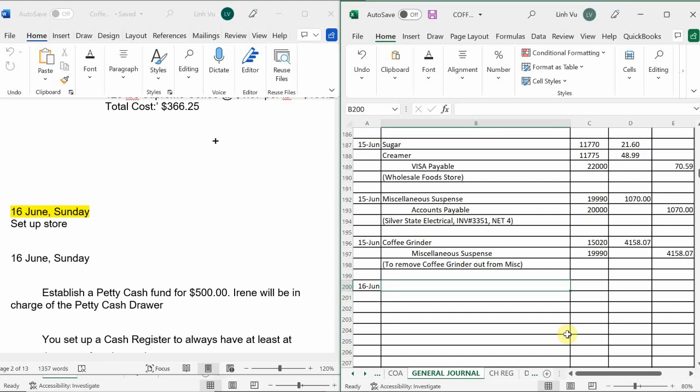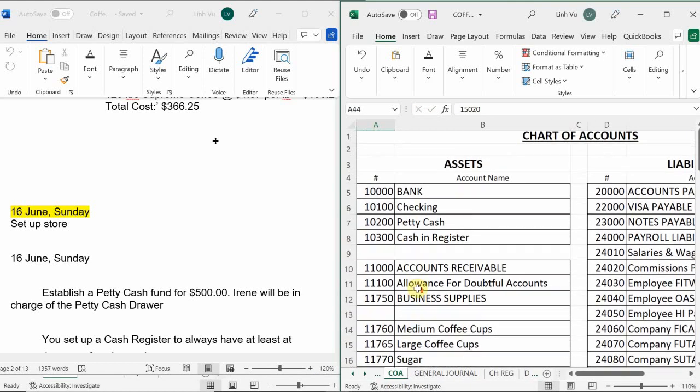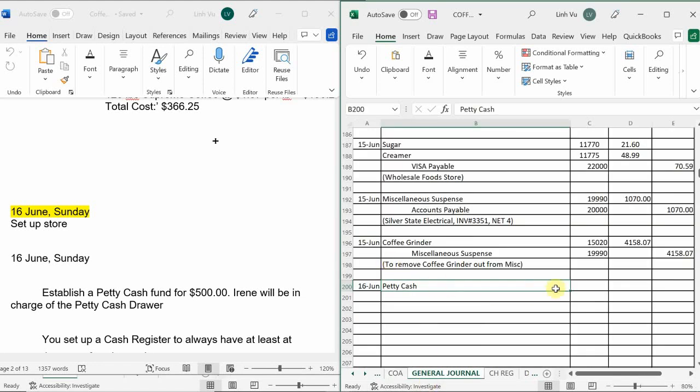Petty cash, right? Okay, so let's take a look. Where is the account? What account number is petty cash? 10-200, right? We're establishing a petty cash fund for any minor business expenses, okay? And how much did we establish it for?